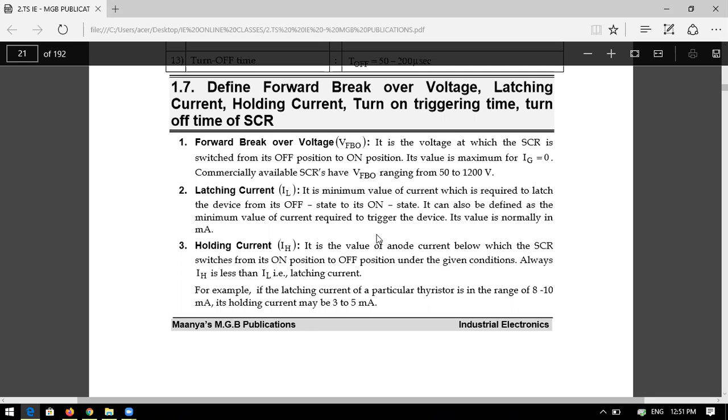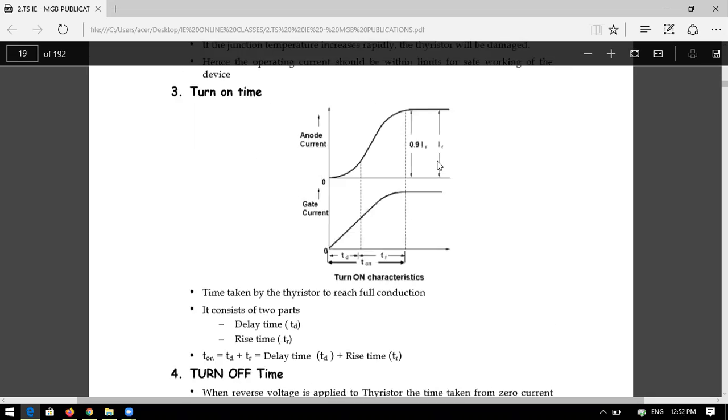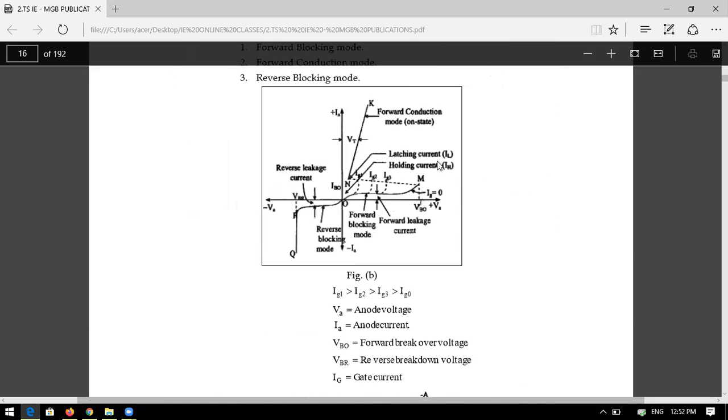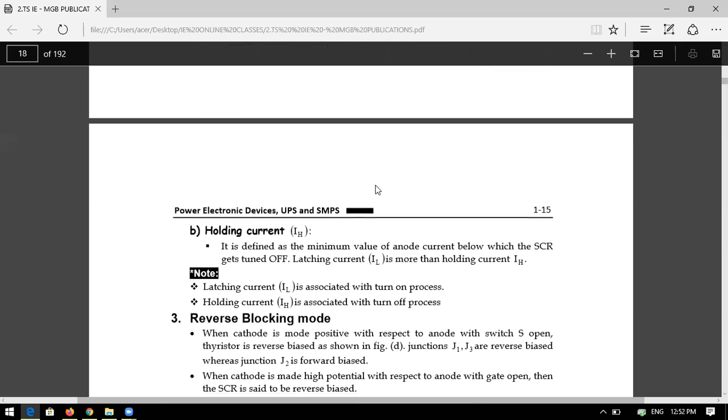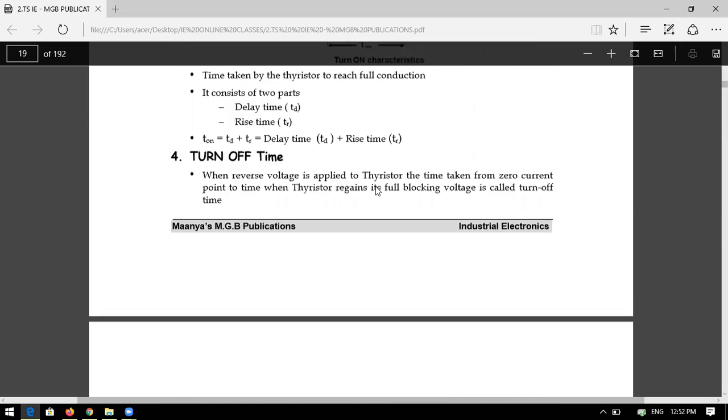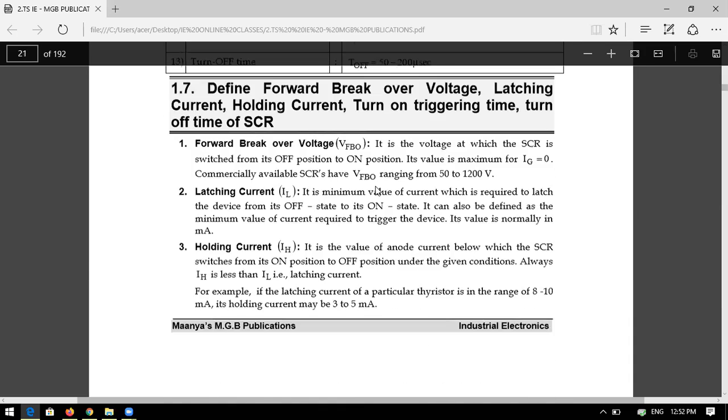So IL is here. If you see the characteristics, that is the reason the characteristics are most important here. This is the latching current. Before the latching current it is in the off state, the forward blocking mode. On reaching this value, the latching current IL, it is getting on. The thyristor or SCR is on. So that is the reason the latching current is used, in order to latch the device from off state to on state. It will turn on.